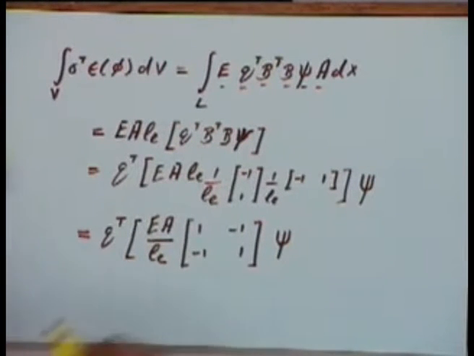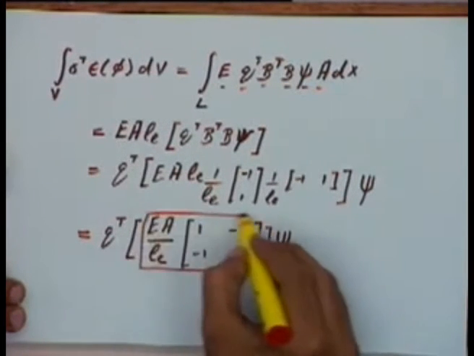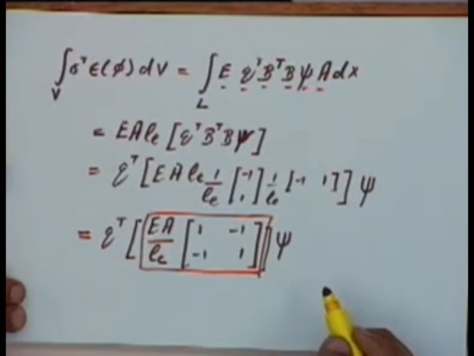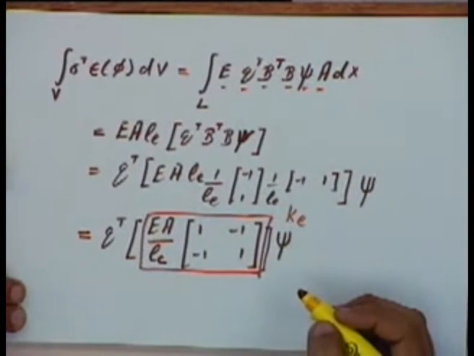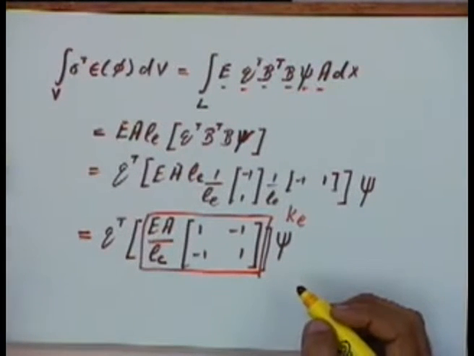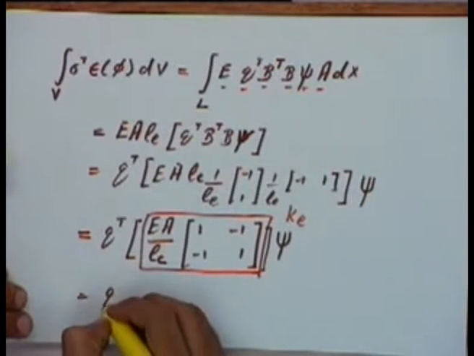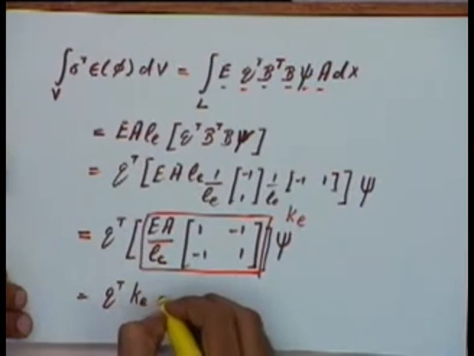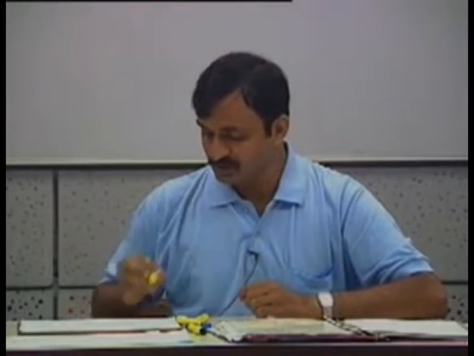And now this expression is the same as the expression for Ke, which is a stiffness matrix. So this will be equal to Q transpose into KE into psi. So what is Q and what is psi then? The psi we have defined as phi 1, phi 2, the virtual displacement.